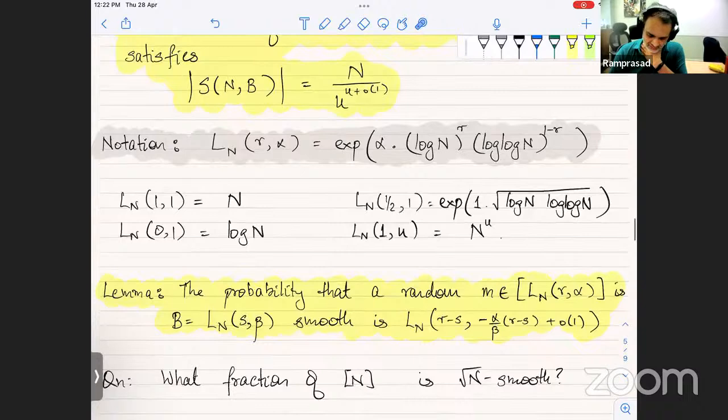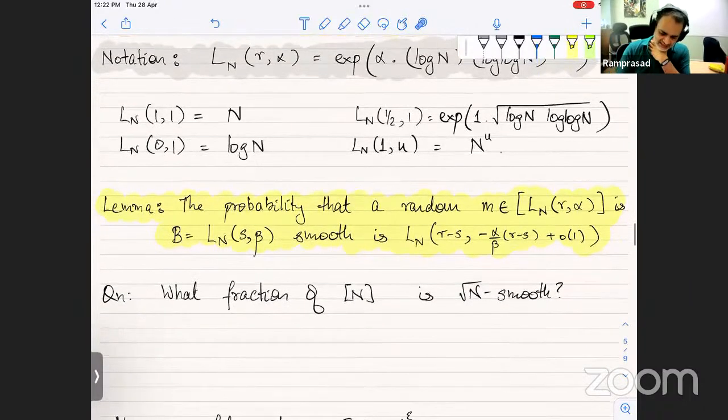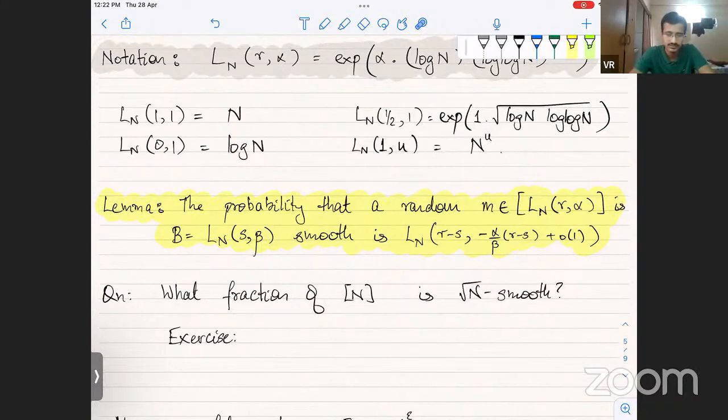So I will leave this as an exercise. You can try and plug this in and see what you end up getting. Because if you want to know how many of the numbers in the first n things are root n smooth, what should the answer be, by the way? Even without knowing these smoothness bounds. 1. Right, every number here should be root n smooth.